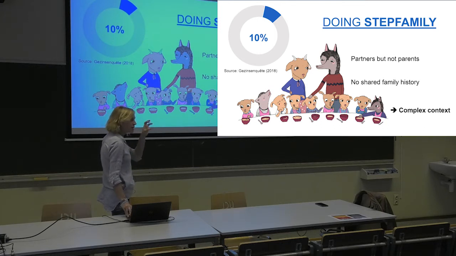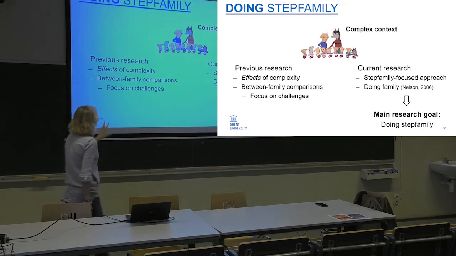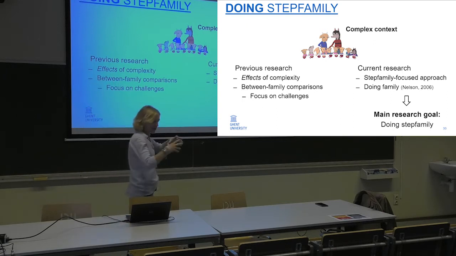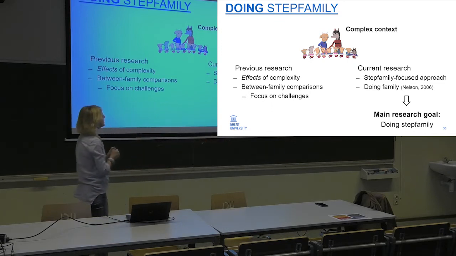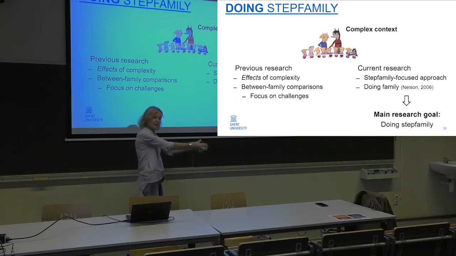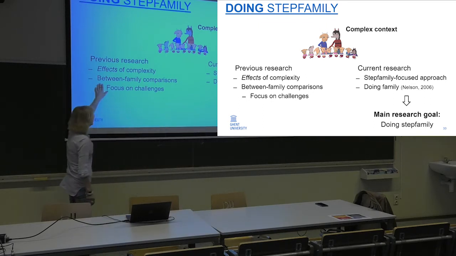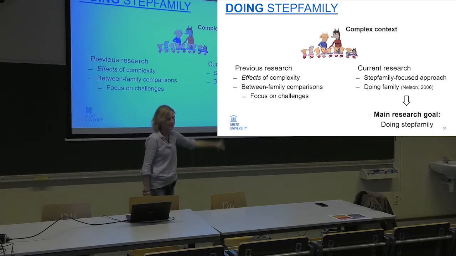It's interesting then to see what the family variance is. The family component in this SRM is special to this kind of families. Previous research is really on the effects of the complexity. What does living in a step family do with people? Whereas we will always say, no, we want to know what people do with the step family. How do they handle it? How do they do step family? So this is not about comparing families, but just looking at how they do it.